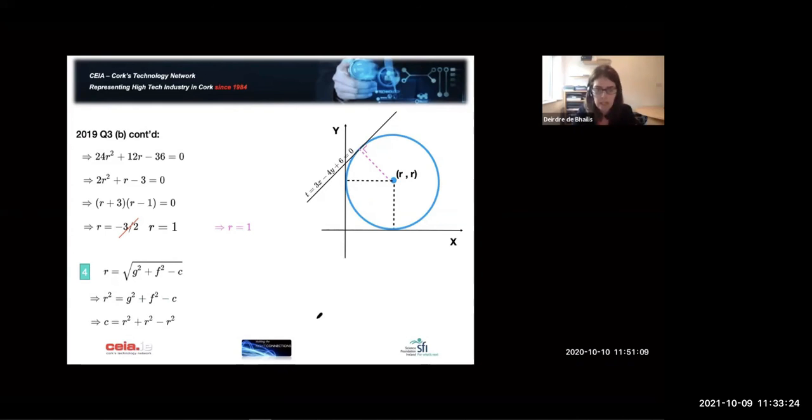And we can go back to what we had previously, which was c is equal to r squared, when we need to work out c to populate the equation fully. If c is equal to r squared, then c is simply equal to 1. And once we have c and we have r, we can write the equation of the circle, which is S equals x squared plus y squared plus 2x plus 2y plus 1.